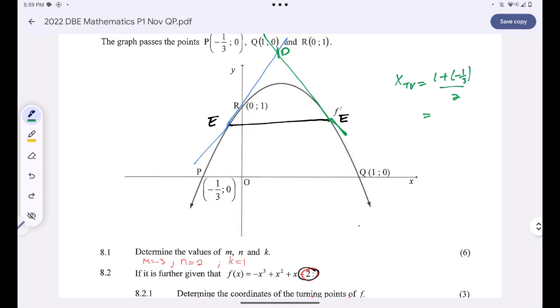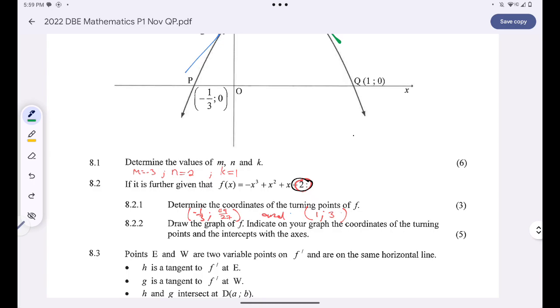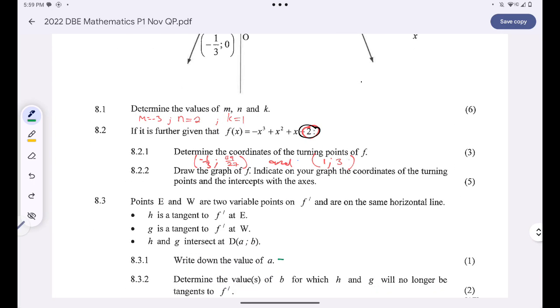What do we get? 1 plus a negative 1 over 3, all over 2. We'll simply get 1 over 3. Are we together? We'll simply get 1 over 3, because whenever you find the x value of a turning point, you must find the average of your x-intercepts. So the x value on this vertical line over here, x is equal to 1 over 3. So the value of A, that's why it's even 1 mark, the value of A is 1 over 3.